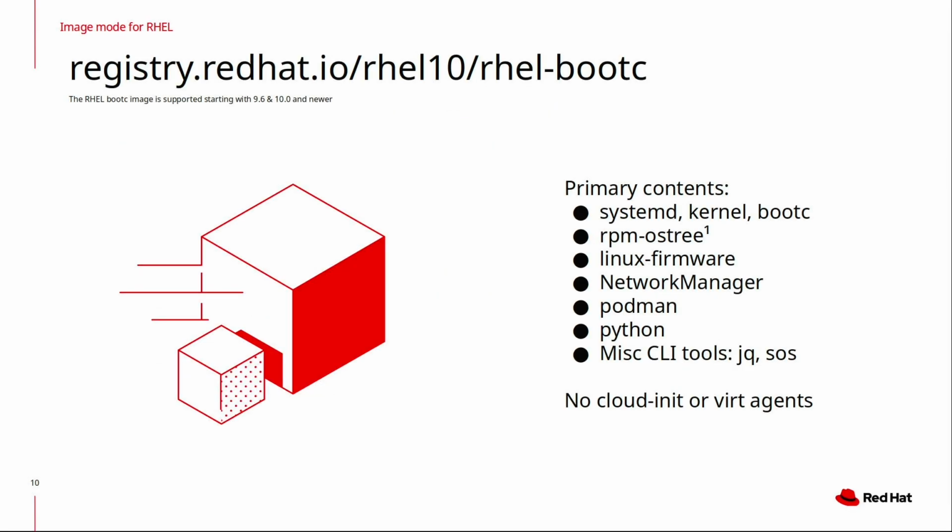All right, a little bit more about what's actually inside the RHEL bootc container image. Like I said, there's the systemd, kernel, the bootc. There's what's called rpm-ostree. That's the OS technology that builds the file system. There's the Linux firmware, NetworkManager, Podman, Python. By default, in our container images that we publish for bootc, there's no virt agents or cloud-init. So if you need those, you would want to throw those in during the build process if you were going to leverage the features out of cloud-init or some of the virt agents if you're running on VMware or one of the cloud providers.